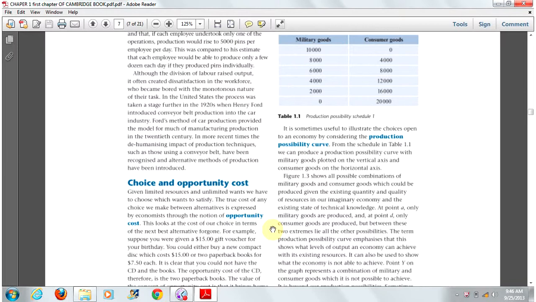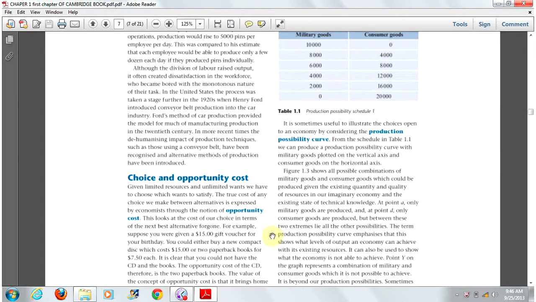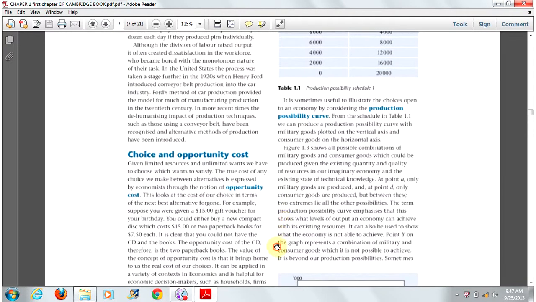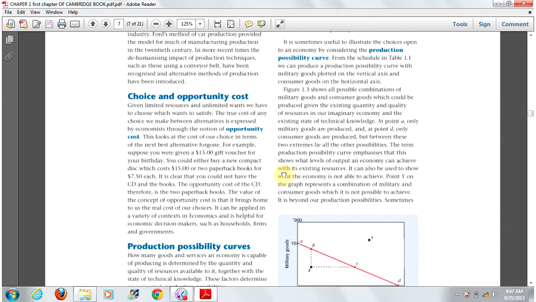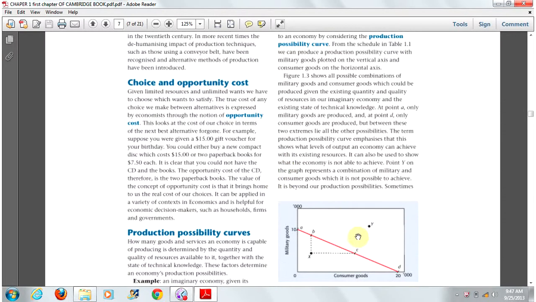The term production possibilities curve emphasizes that this shows what levels of output an economy can achieve with its existing resources. It also can be used to show what the economy is not able to achieve. Point Y on the graph represents a combination of military and consumer goods which is not possible to achieve. It is beyond our production possibilities.